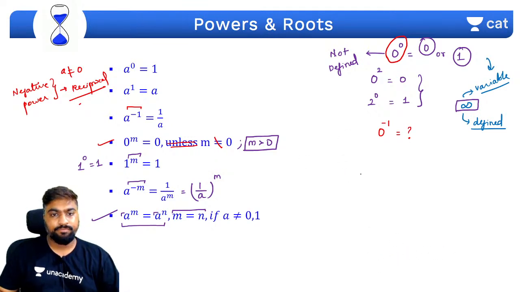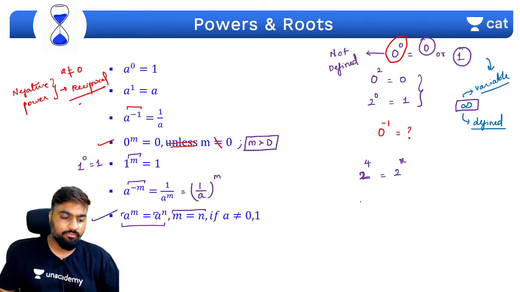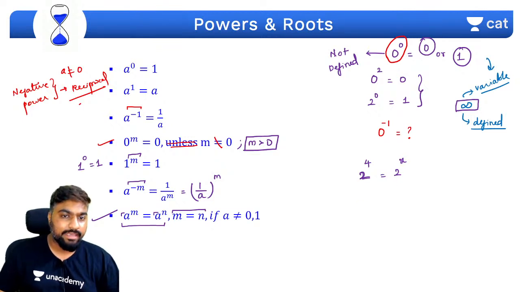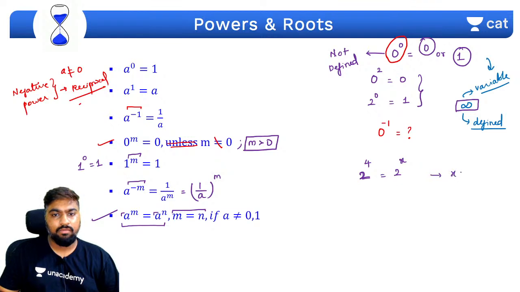For example, if I say 2 to the power 4 is equal to 2 to the power x, then what do you understand? If 2 to the power 4 is equal to 2 to the power x, then you know that x will be equal to 4, yeah?